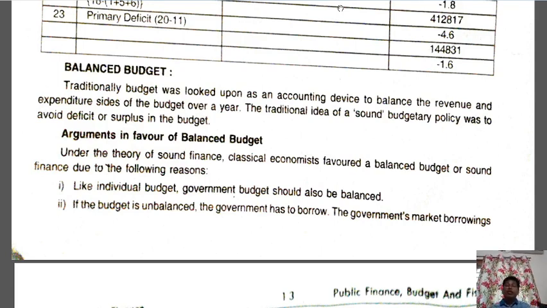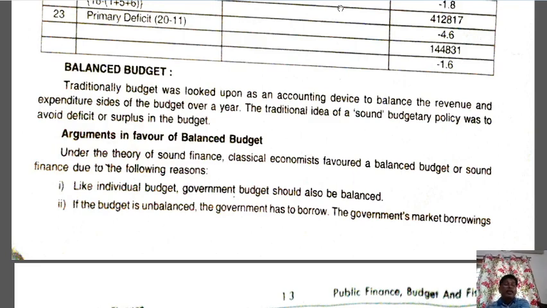This is like the two sides, left and right, of a balance sheet. For example, if government income is 1,000 crore rupees, then the government expenditure is 1,000 crore rupees. Here the two sides balance; this is the balanced budget in the classical view, classical economics. It focused more on a balanced budget or surplus budget, not a deficit budget. But today, every economist and every state accepts a deficit budget.